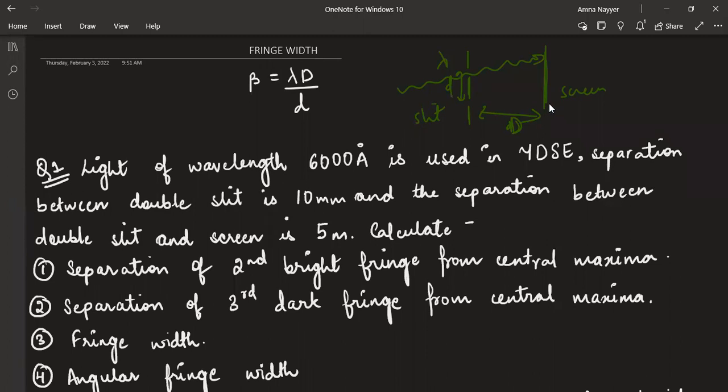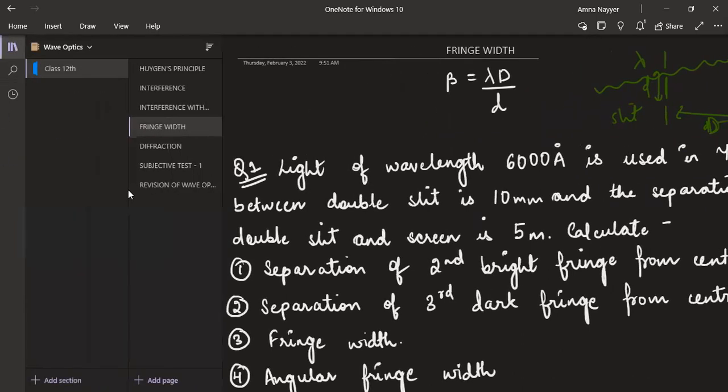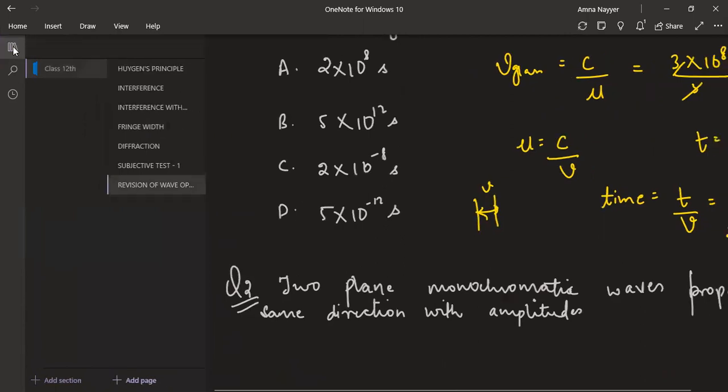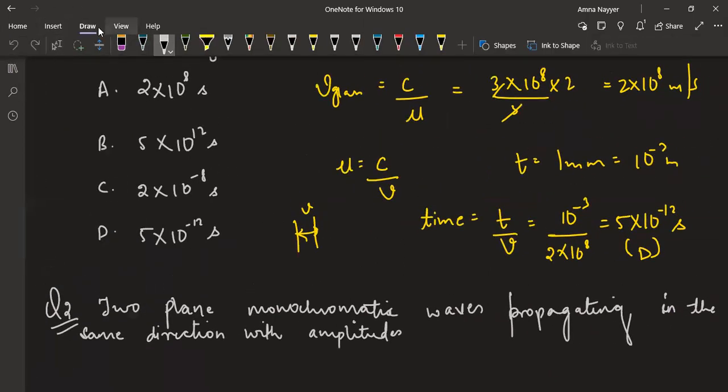Lambda capital D by small d. So how do you write fringe width? Lambda capital D by small d. And if, let's say, n number of fringe widths are formed, you are not aware what is the number, just multiply it simply by n. But this is also not used so much. Lambda D by d is enough. Diffraction we'll do later. First, let us practice some questions from this topic.